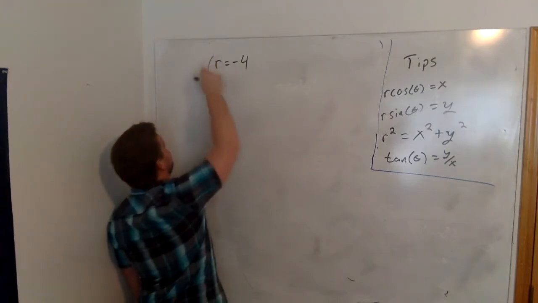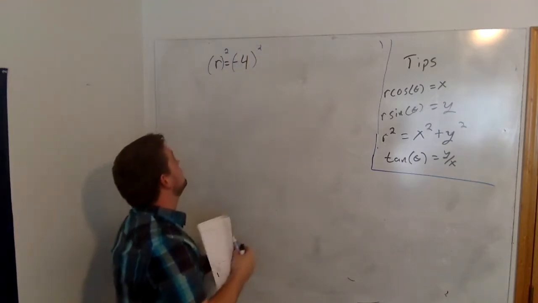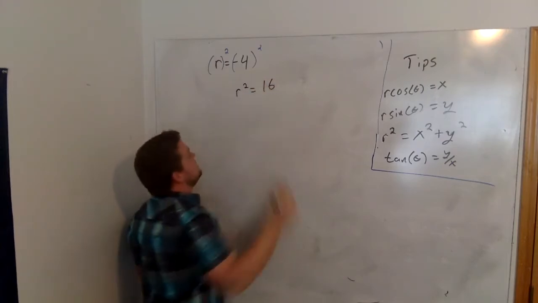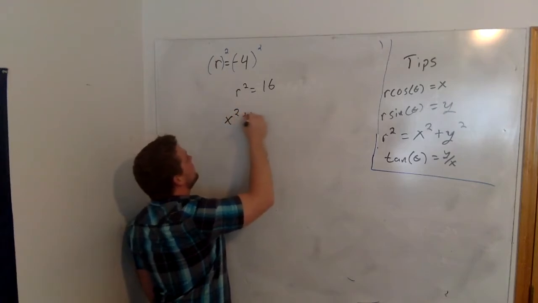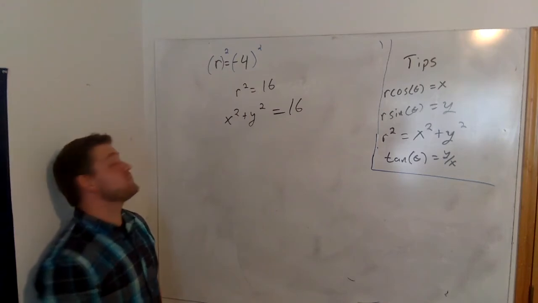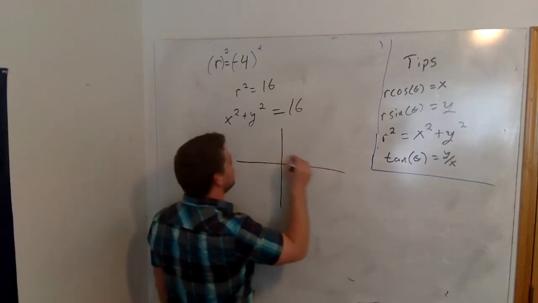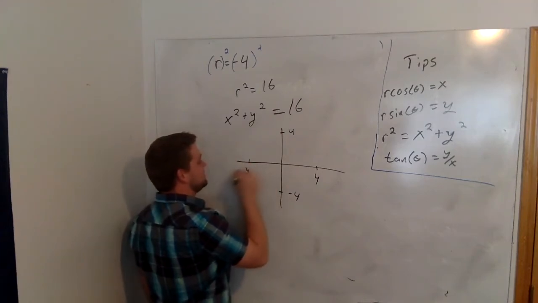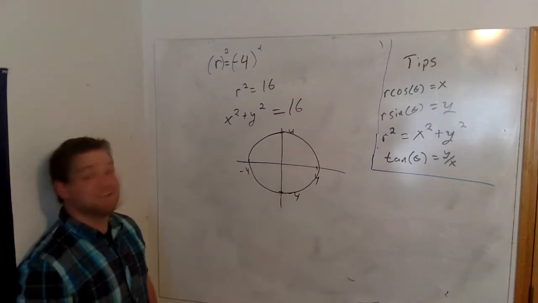So in this situation, what might be nice for us to do is to actually square both sides. So we'll have that r squared is equal to 16, but r squared is equivalent to x squared plus y squared, which will be equal to 16. And now I hope from here that we recognize that this is a circle of radius 4. And there we have it. Beautiful. Okay, let's do another one.